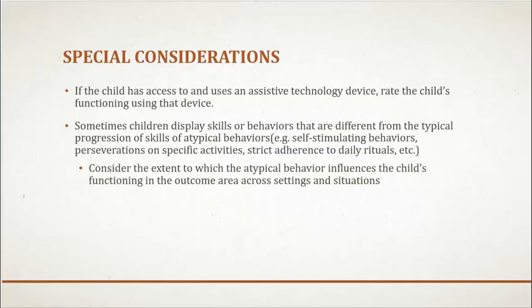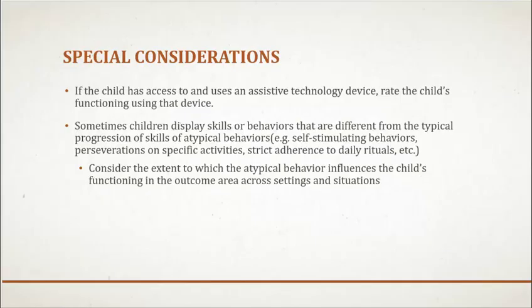It's important to remember that we are thinking about child functioning. So if a child has access to and uses an assistive technology device, like a communication device, a mobility device, if the child is able to use that device to bring their functioning up to closer to age level expectations, then you use that functioning level. Because that's what we want children to do. We want them to be able to use devices to bring their functioning closer to age level expectations.